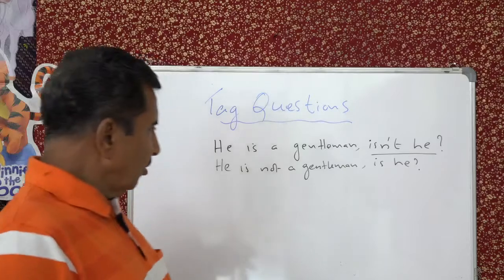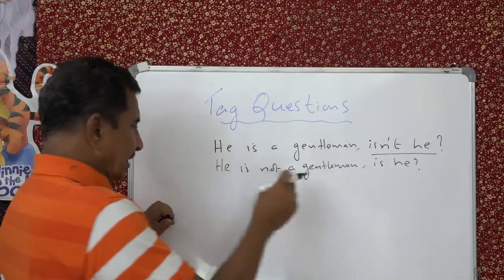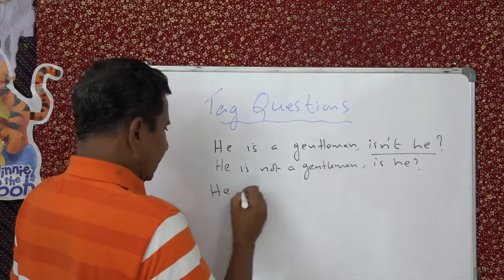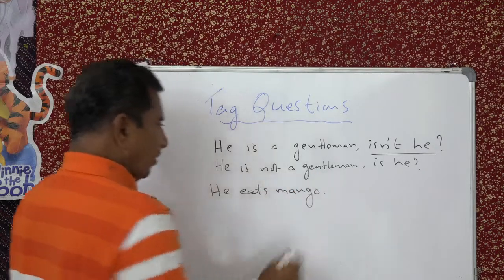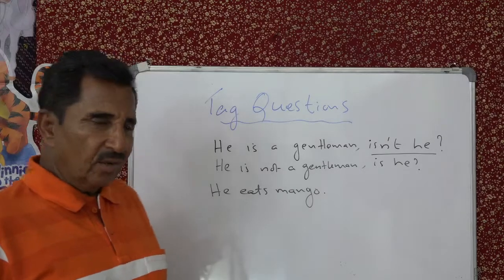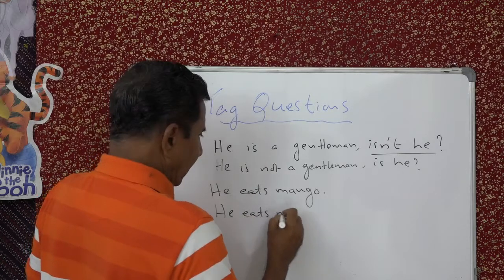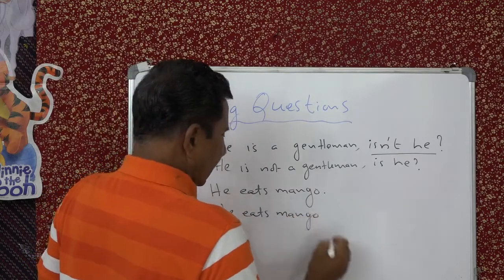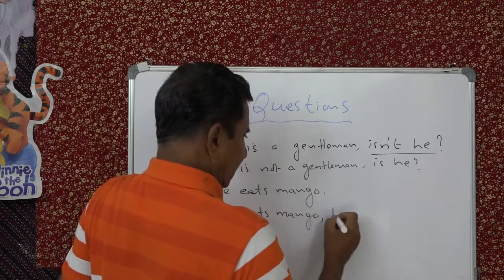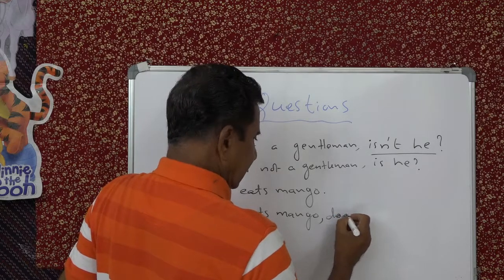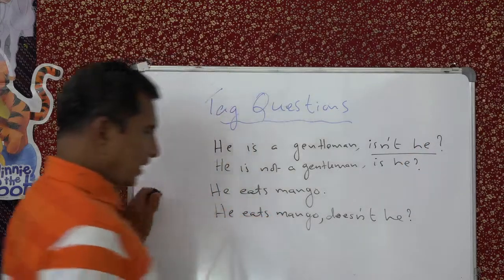What have you to do? You have to rewrite the sentence, the whole sentence. If a sentence like this is given, he eats mango. Now add a question tag. What you have to do is, you have to say he eats mango, then comma, small letters, doesn't he. Look at that, doesn't he.